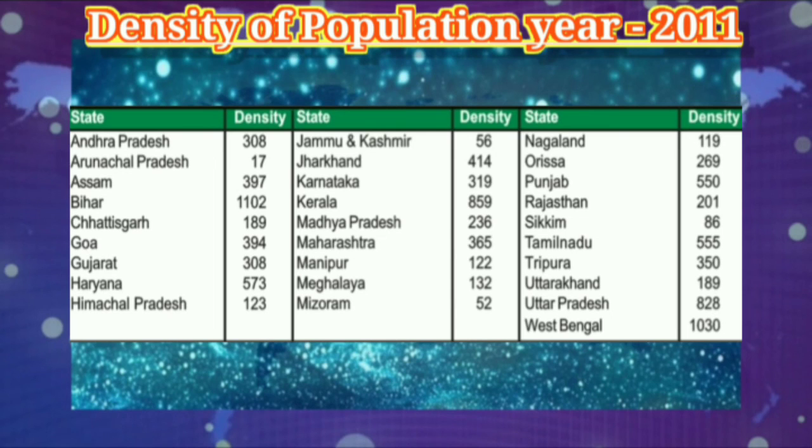Nagaland density is 119. Odisha density is 269. Punjab density is 550. Rajasthan density is 201. Sikkim density is 86. Tamil Nadu density is 555. Tripura density is 350. Uttarakhand density is 189. Uttar Pradesh density is 828. West Bengal density is 1030.